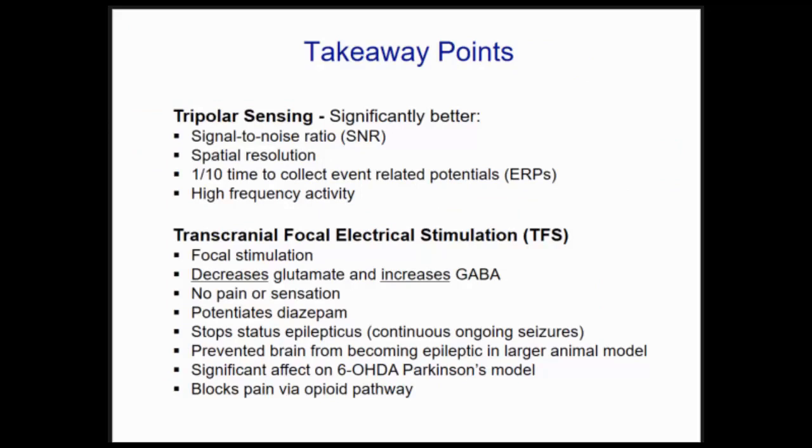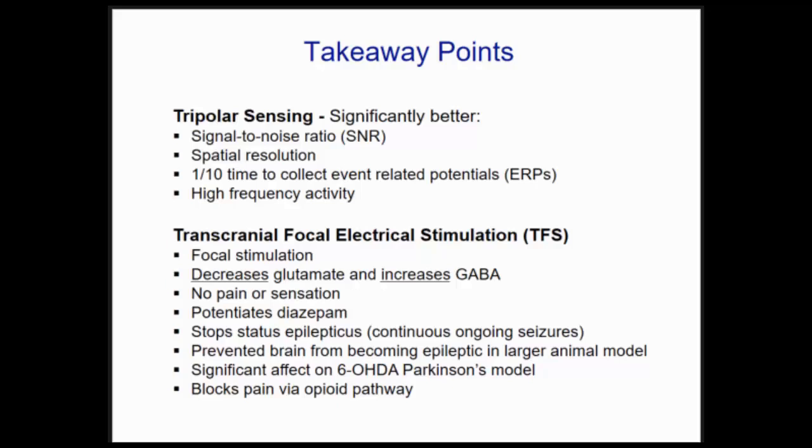But the main takeaways that I want to get to is that as you see that tripolar sensor, we get improved signal-noise ratio with it, the spatial resolution is increased, and we also see high-frequency activity that you normally don't see with regular EEG. And because of the increased signal and noise, we typically take about 1/10 the number of stimuli when you're using event-related potential type things.